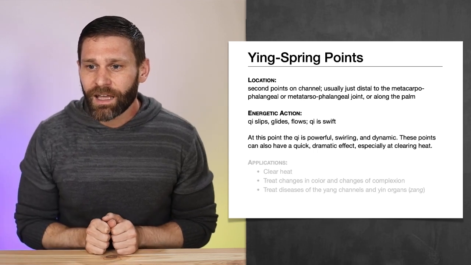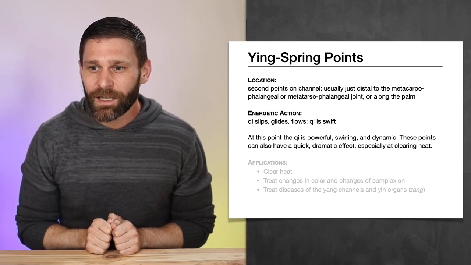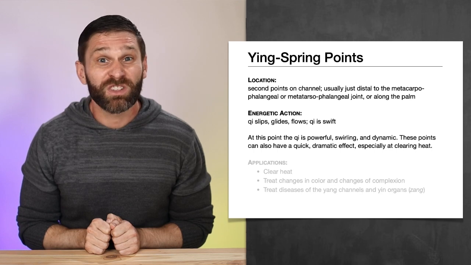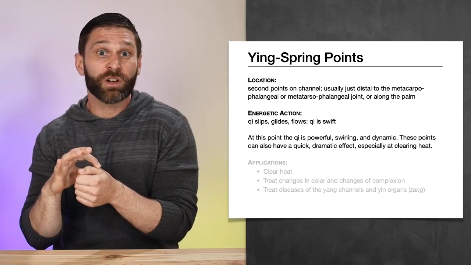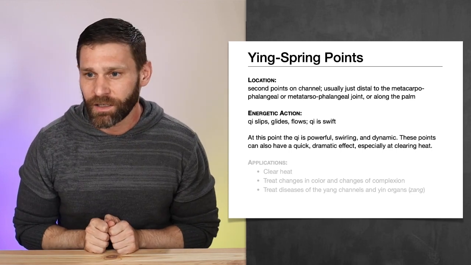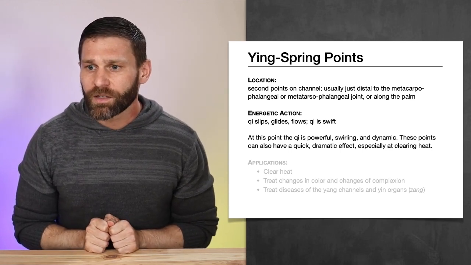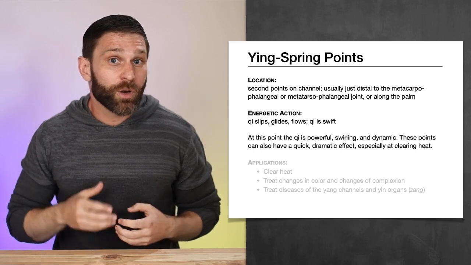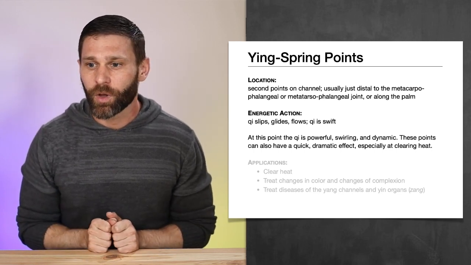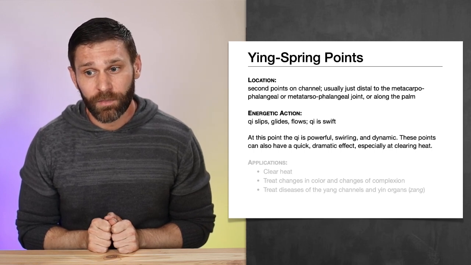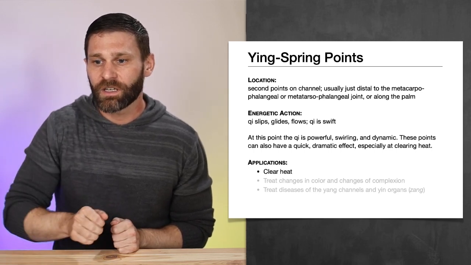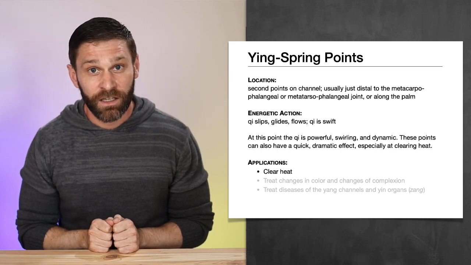And here we say the energetic action is the qi slips, glides, flows. The qi is swift. So it starts just kind of bubbling out of a well, and now it's starting to pick up some speed and get deeper. And so these points can also be fairly quick and dramatic because we're still kind of near that polarity shift, and they're especially good at clearing heat. So that's going to be one of our main functions of the Ying spring points, is they clear heat.